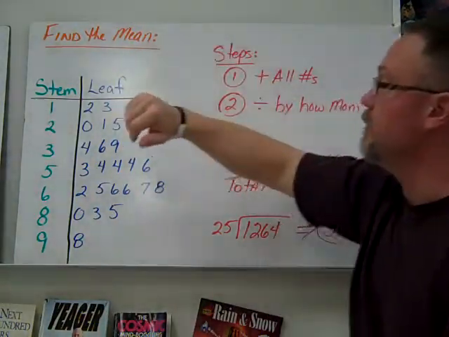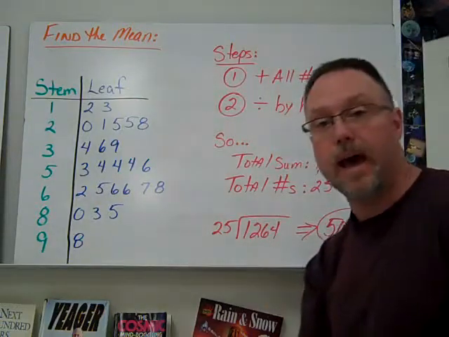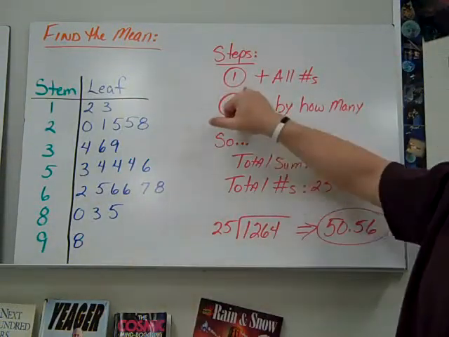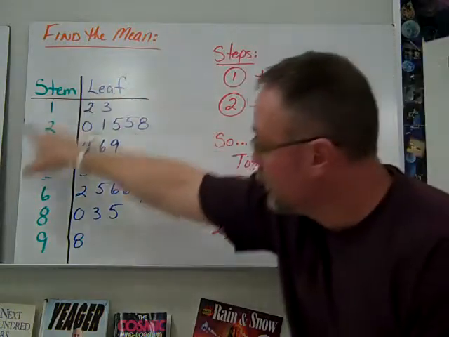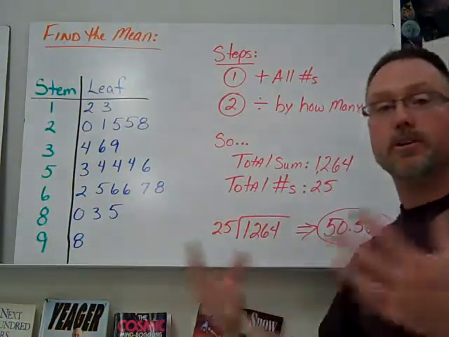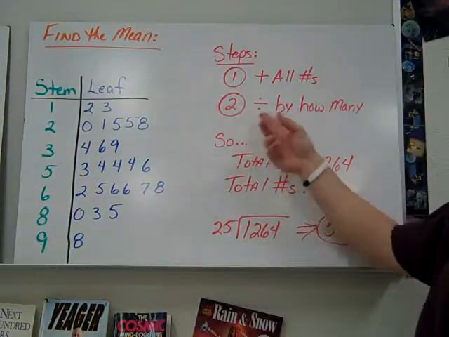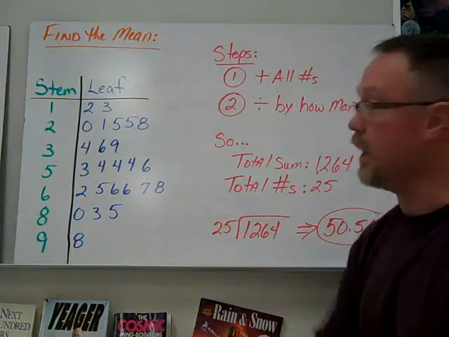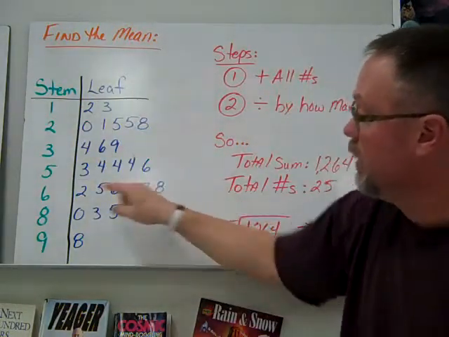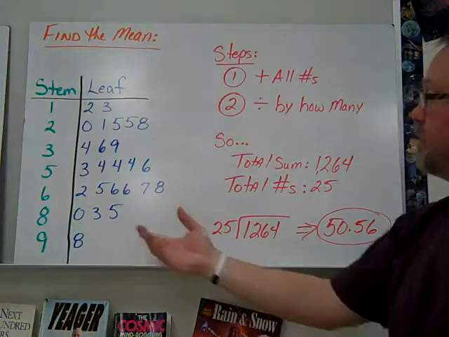So how do we find the mean? Well, remember the mean was the average. So the steps are: number one, add up all the numbers. You're going to take all of these numbers in here and add them up. Second, divide by how many you have. So how many of these numbers in the chart do you have to do that?